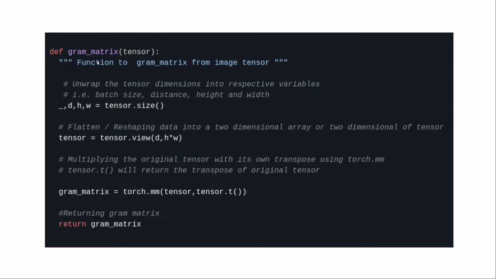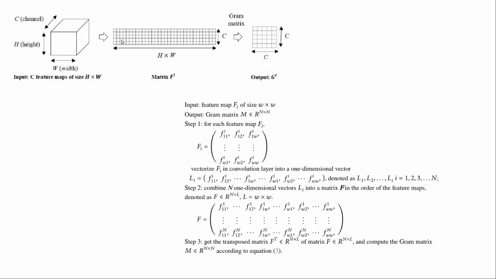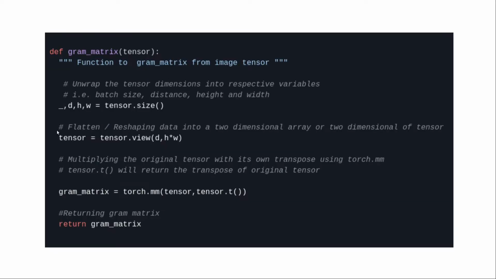First, I am unwrapping them to flatten them. From tensor.size, I get the batch, then the depth, height, and width, and then I call tensor.view to flatten them, with the parameters d and h times w. D is the depth, and h and w are the height and width.